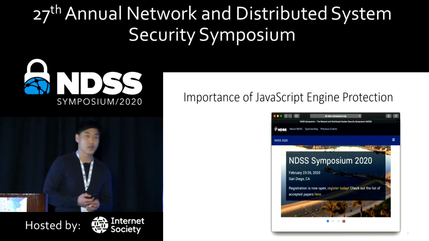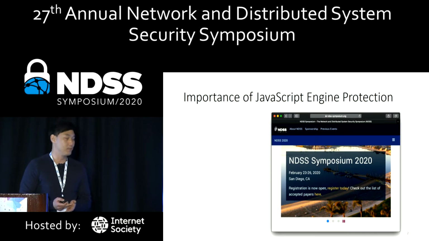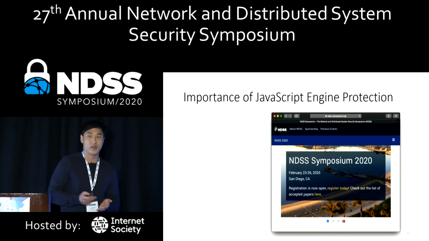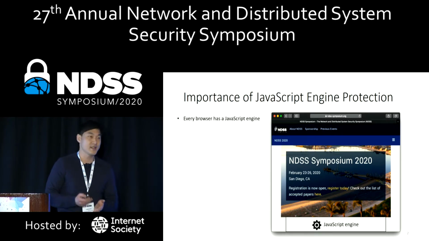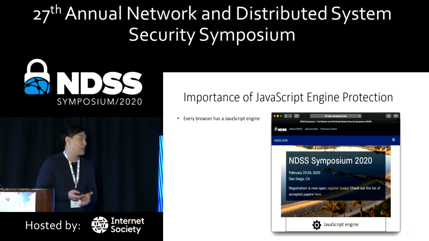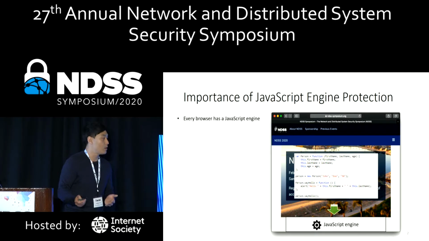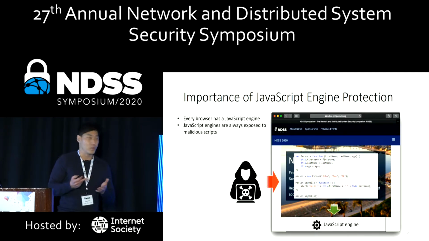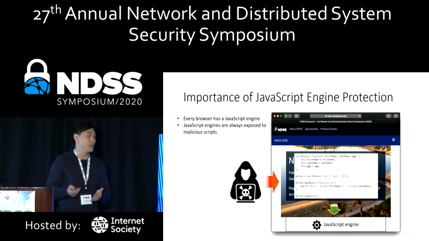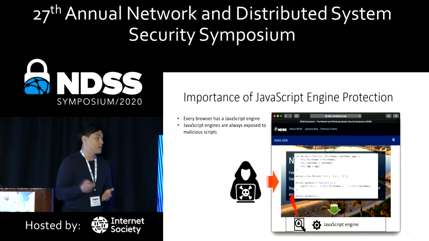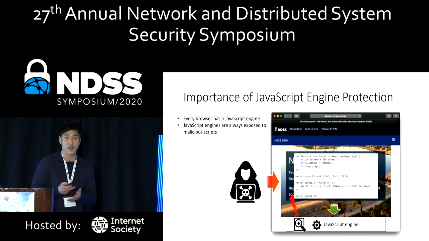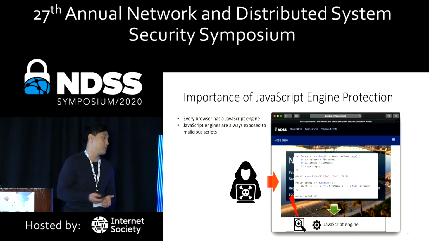So JavaScript engine protection is important. Basically, every browser has a JavaScript engine, and it automatically runs any script embedded in any web page. So people are always open to the threat of running an attacker's script, which can trigger a vulnerability inside of the JavaScript engine, and so the attacker can run some arbitrary function or arbitrary system call.